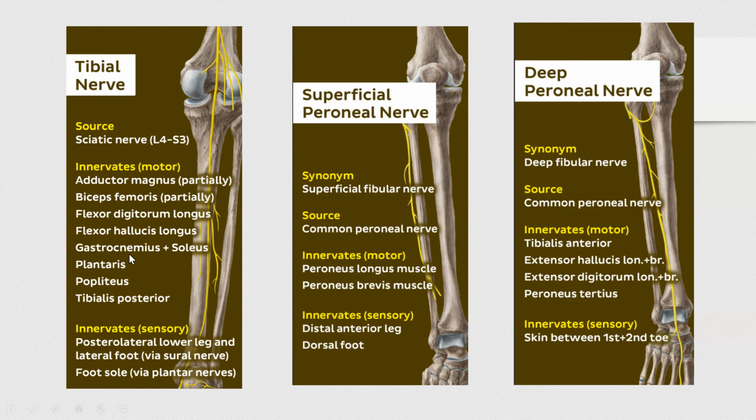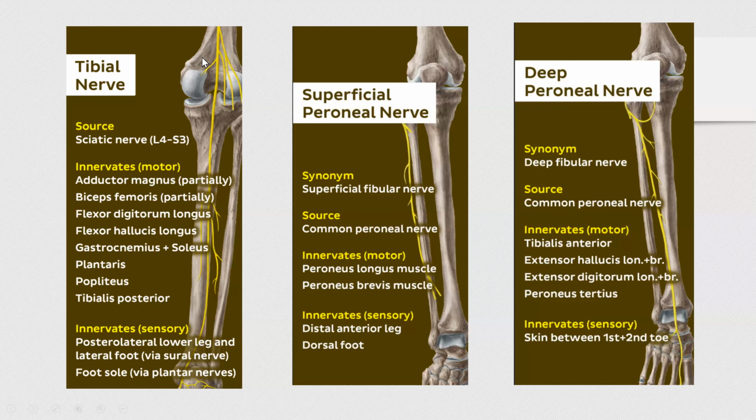You can see gastrocnemius, tibialis posterior, biceps femoris. Well, biceps femoris is on the thigh. It's partial, but here are extensors. Flexors: gastrocnemius, plantaris, popliteus, tibialis posterior. So the tibial nerve innervates the posterior compartment of the leg, right?